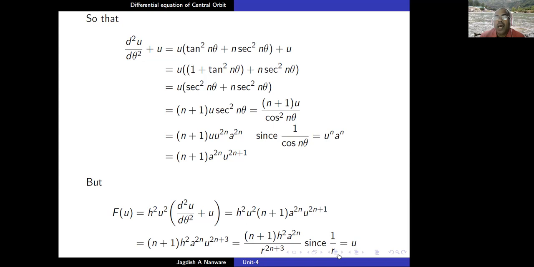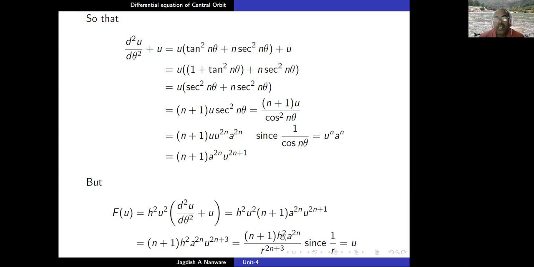u is 1 by r. What is r? 1 by u is equal to r. You can write from this. And therefore, here u to the power 2n plus 3 can be written as 1 upon r to the power 2n plus 3. Right?